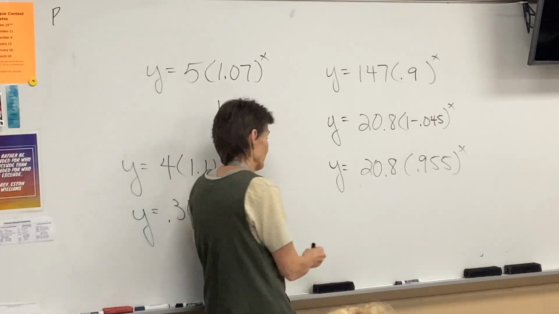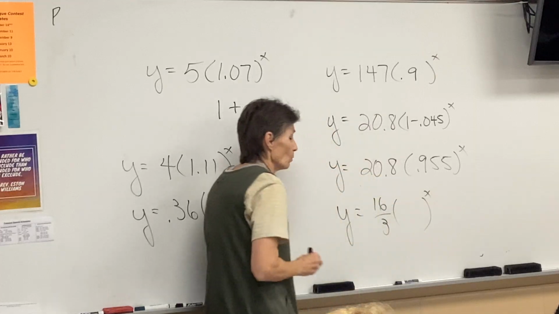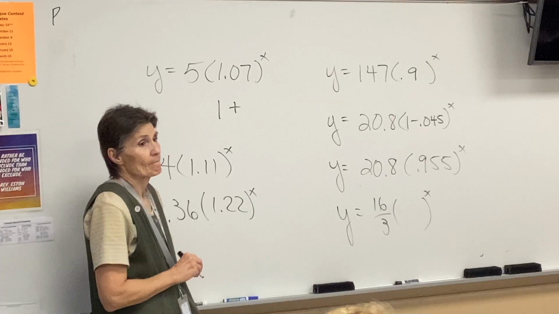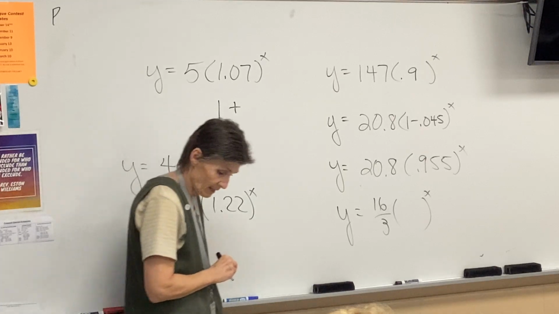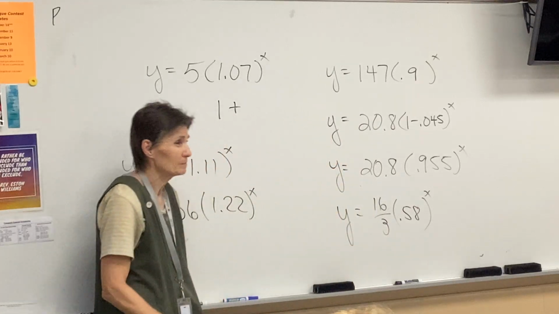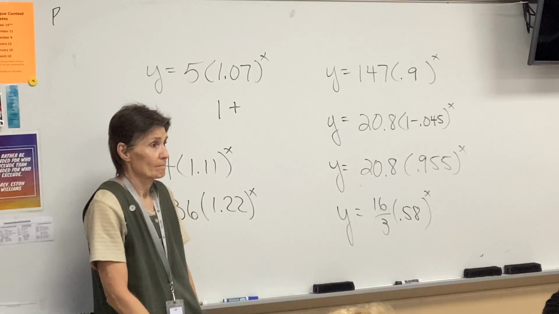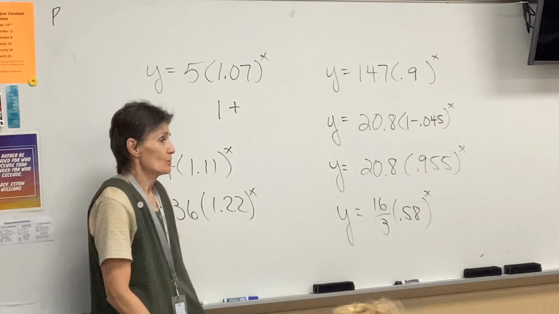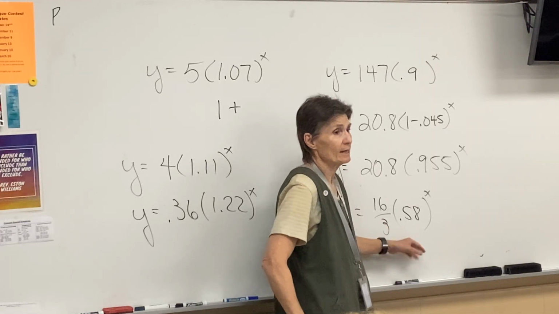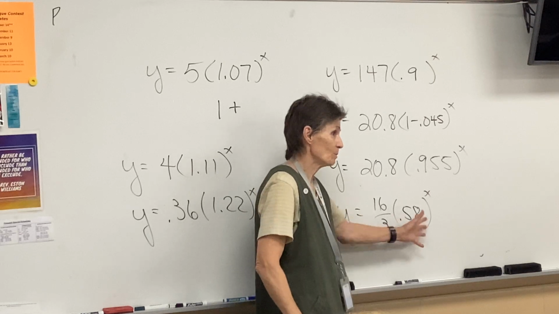Last one. What's gonna go in the parentheses here? 0.58. Why are we putting 0.58 in there? 1 minus 0.42. So think of it like this. If it is losing 42%, isn't it keeping 58?